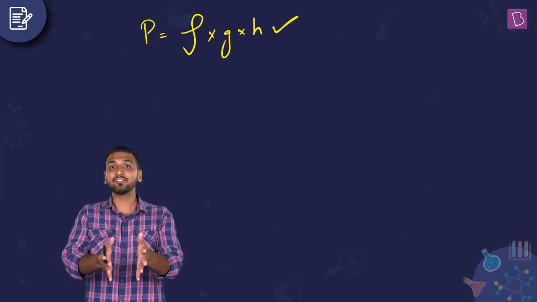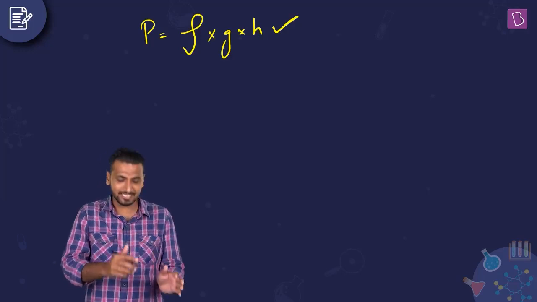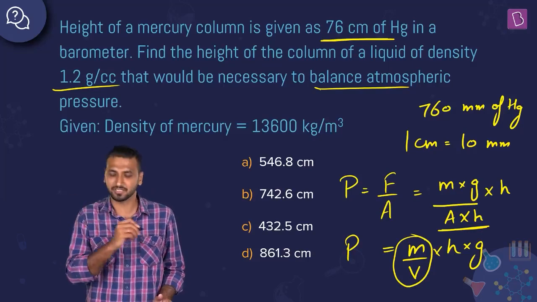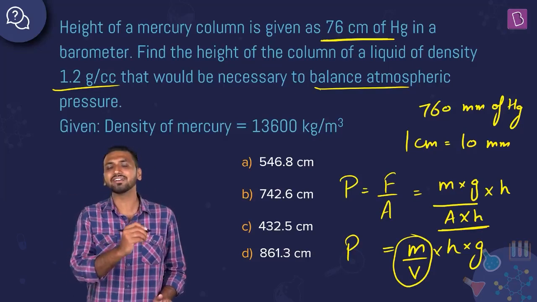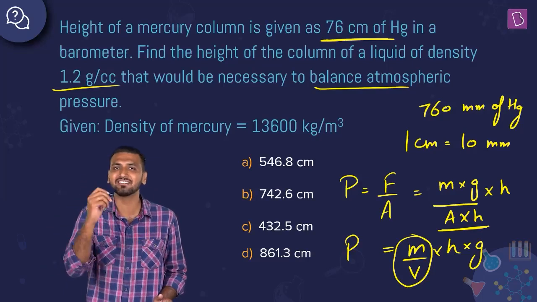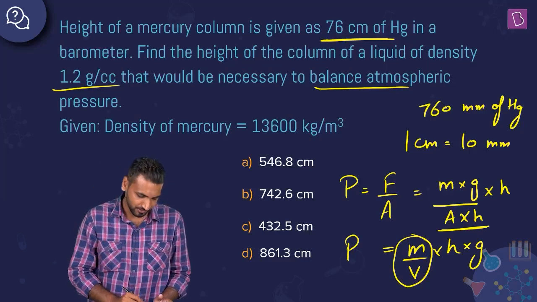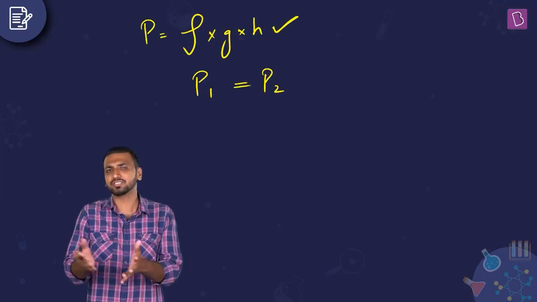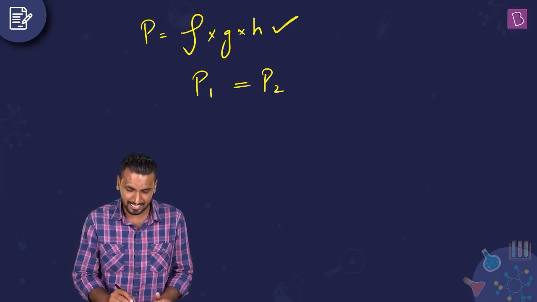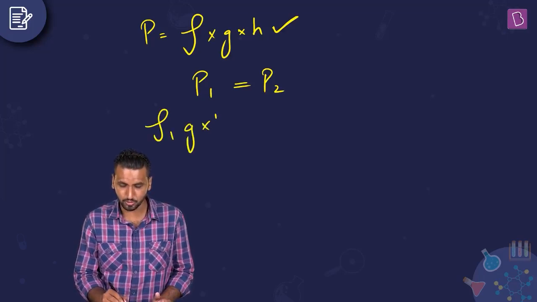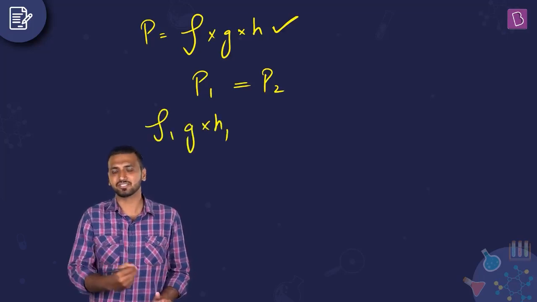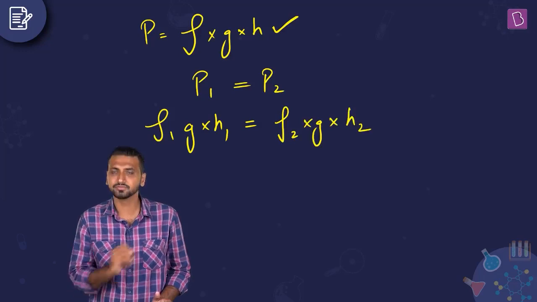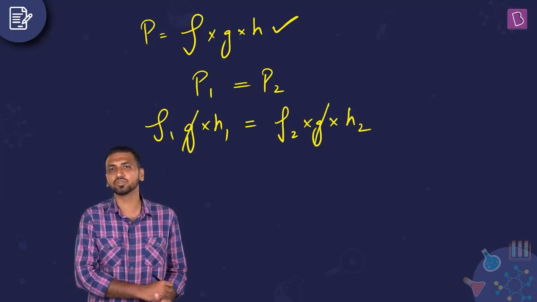And the question says you have to balance the pressure of this liquid, which has the density as 1.2 gram per centimeter cube, with atmospheric pressure. And the atmospheric pressure in terms of height of the mercury column is given as 76 centimeter of Hg. Let's write the final formula. Pressure 1 is equal to pressure 2. I'll call 1 as Hg and 2 as the another liquid. So can I write P1 as rho 1 G into H1, where G is of course the gravitational constant, equal to rho 2 into G into H2. So G is a constant, will get cancelled from both the sides, right?